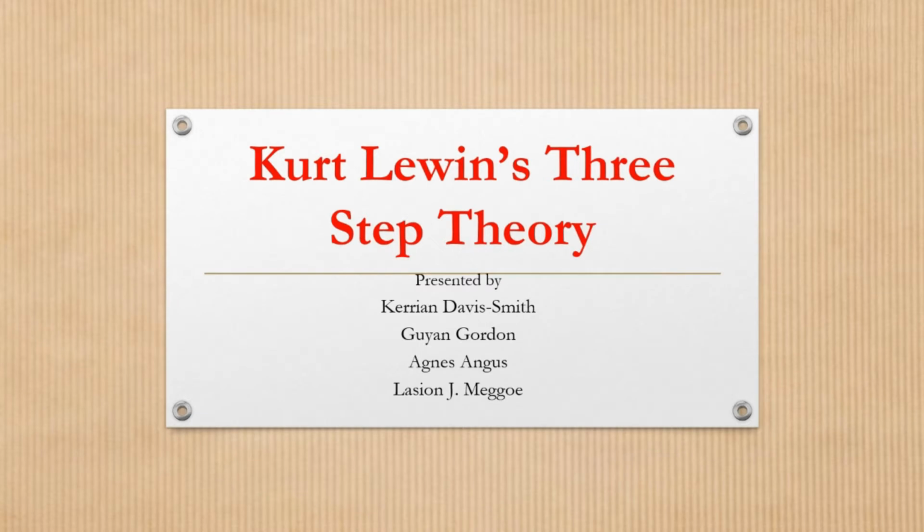Kurt Lewin's three-step theory of planned change is being presented by Kerrion Davis Smith, Guyan Gordon, Agnes Angus, and Layson Megoo.